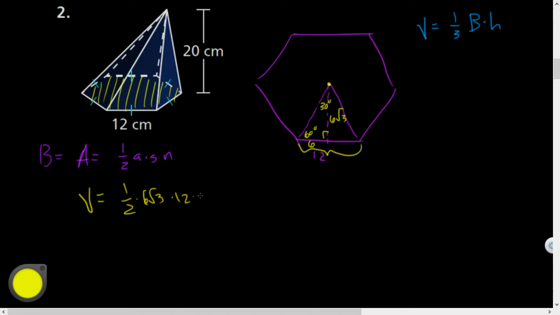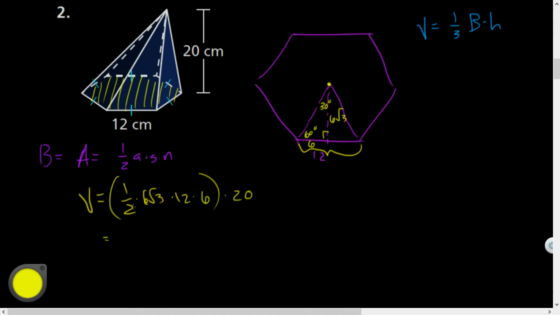Multiplied by 12, multiplied by n, the number of sides, which is 6. So this, in parentheses, represents the area of that base, and then multiply by the height. Fortunately, they gave us the height. I don't have to do any Pythagorean theorem, but watch out. Sometimes they be sneaky, right? What if they gave me the slant height there? That'd be sneaky of them.